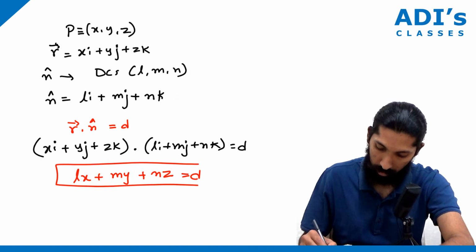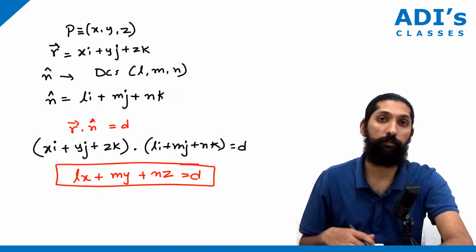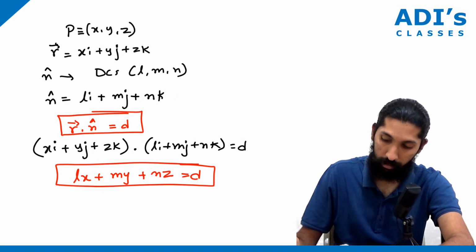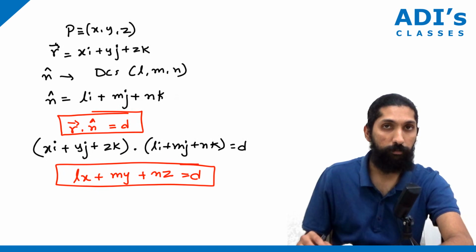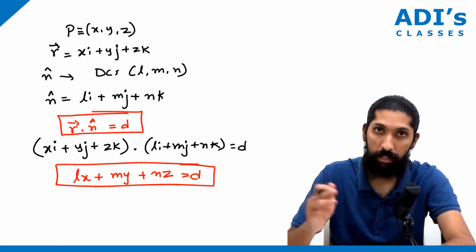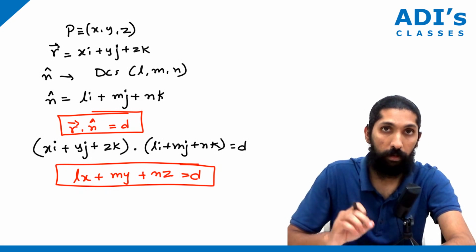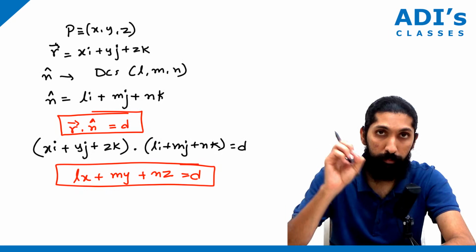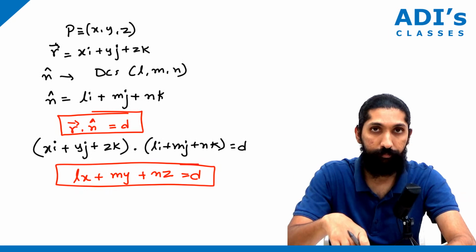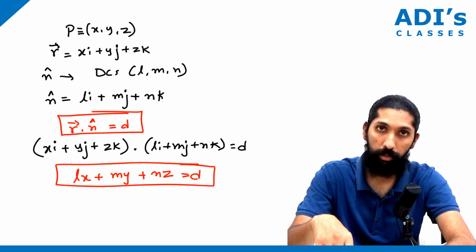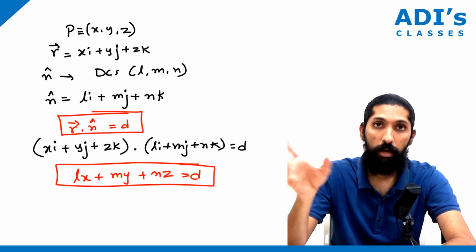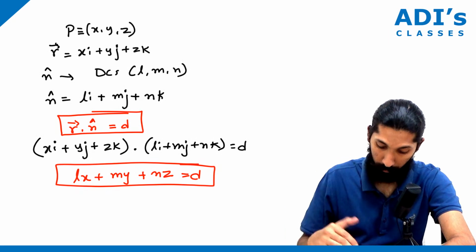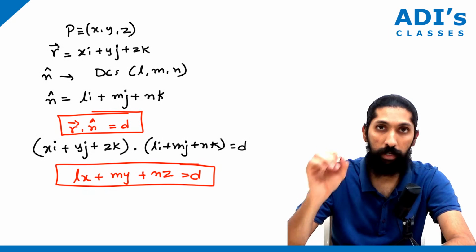So this becomes the formula in the Cartesian form. And this is the formula in the vector form. This is the formula for Cartesian form. Fair enough? Now, this is the equation of a plane in both vector and Cartesian form. The same thing can also be written as ax plus by plus cz is equal to d. That's also possible. But in general, we write in terms of DCs. That's all. Fair enough? So, this is the equation of a plane in both vector as well as Cartesian form.